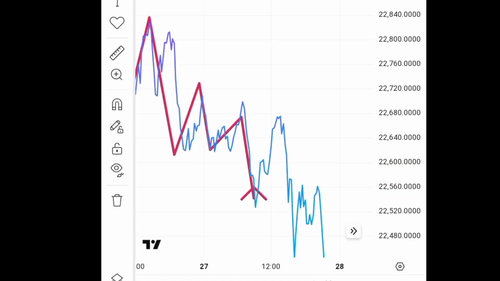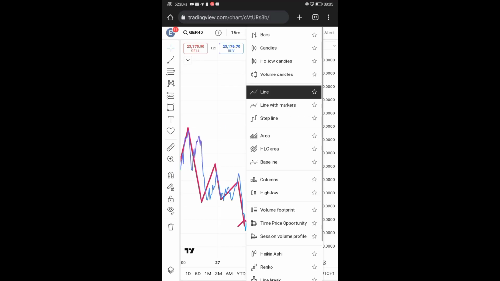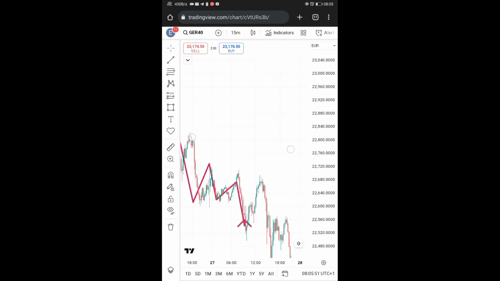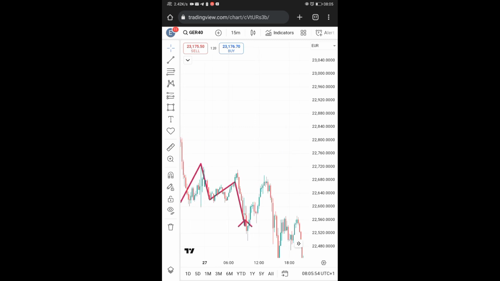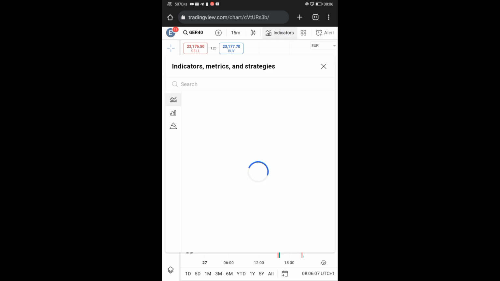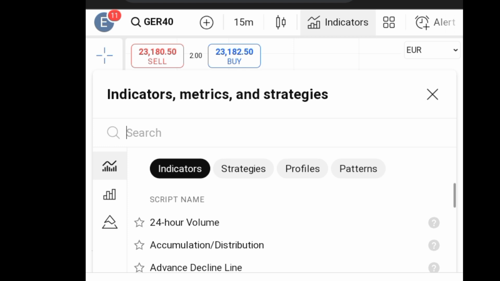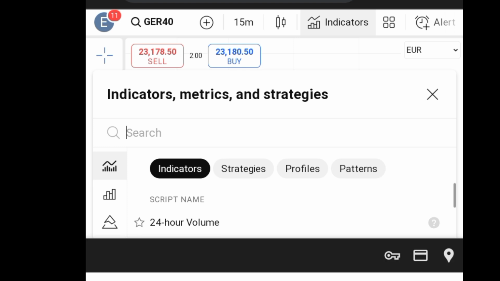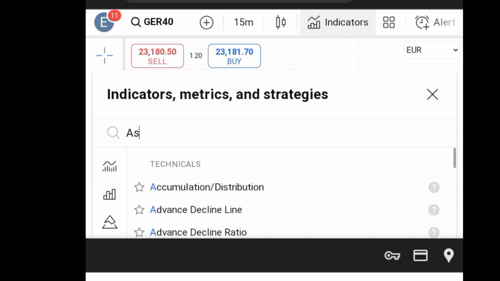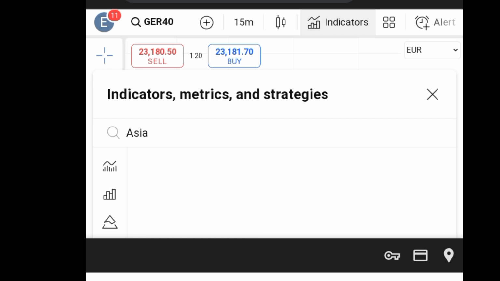Right on my M15, I have to turn my chart to my normal candle. Once I turn this chart to normal candles, it is now for me to plug in my sessions indicator. I'm going to be using sessions by Nico 90-something. Let me check. I'm going to my indicators, and I'll type Asia session.